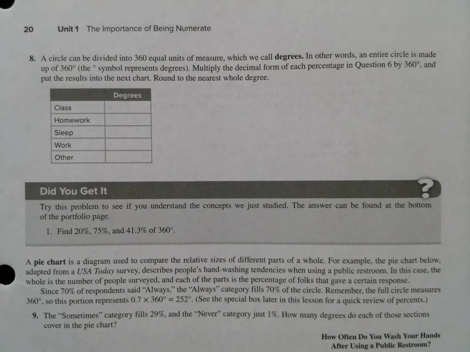Okay, so for number 8, it states here a circle can be divided into 360 equal units of measure, which we call degrees. In other words, an entire circle is made up of 360 degrees. The degree symbol represents degrees. Multiply the decimal form of each percentage in question 6 by 360 degrees and put the results into the next chart. Round to the nearest whole degree.